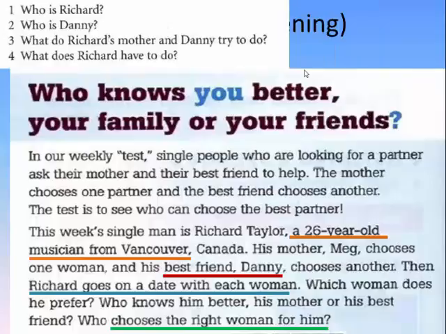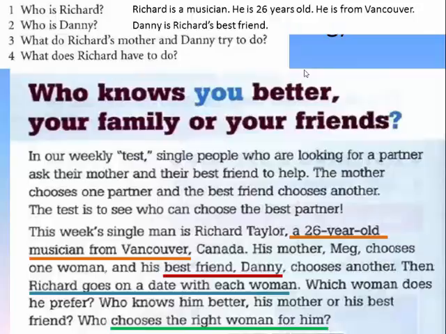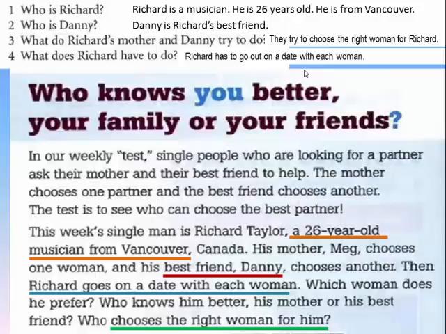So, who is Richard? Richard is a musician. He is 26 years old. He is from Vancouver. Who is Danny? Danny is Richard's best friend. What do Richard's mother and Danny try to do? They try to choose the right woman for Richard. And what does Richard have to do? Richard has to go out on a date with each woman.